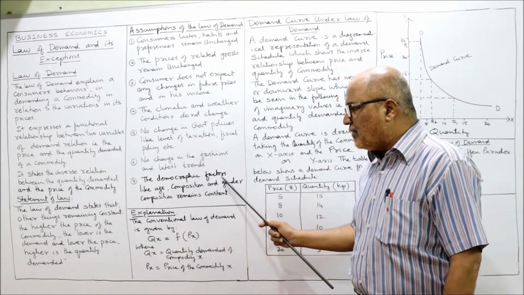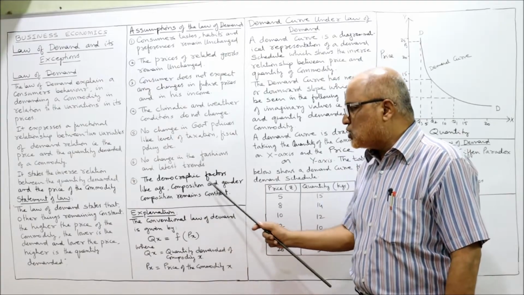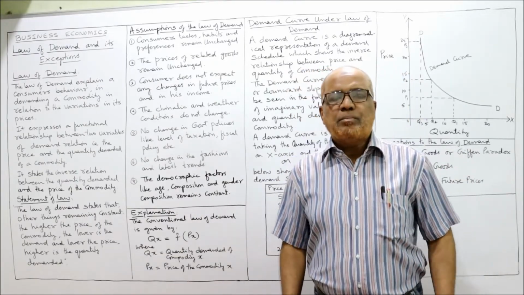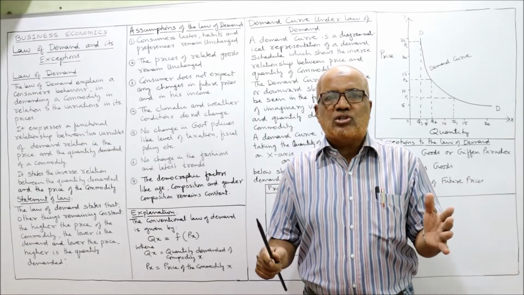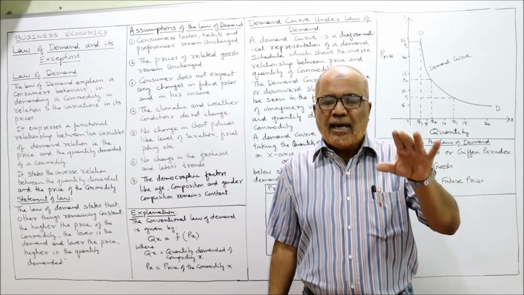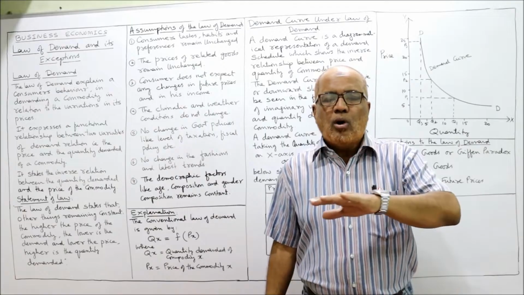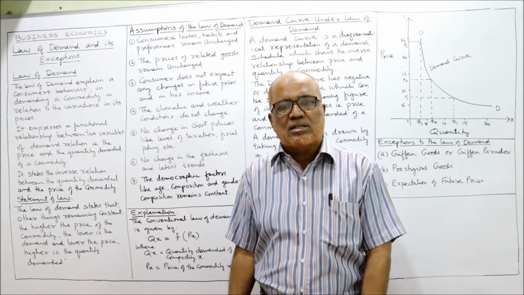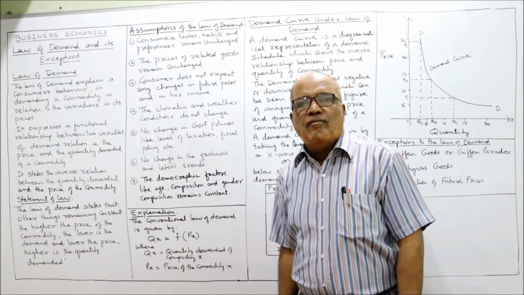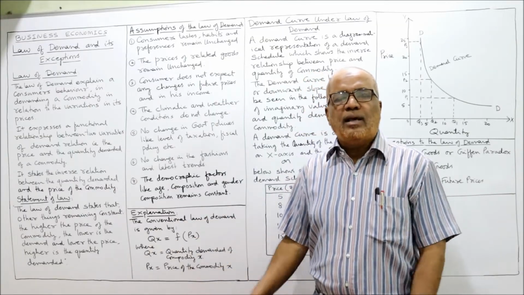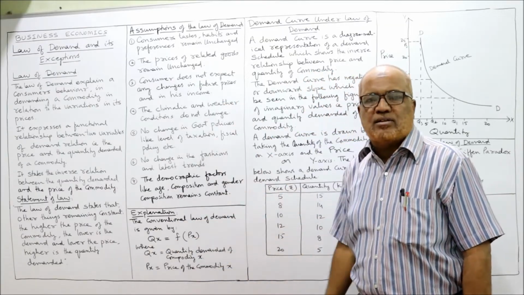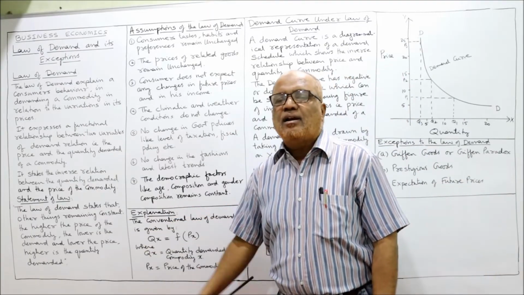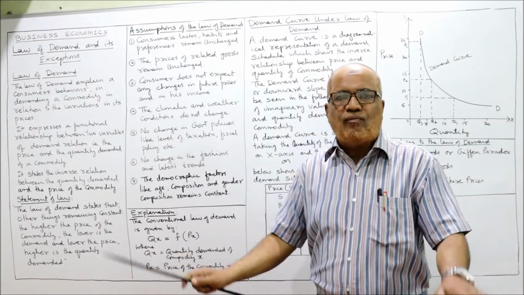Last one, the demographic factors like age composition and gender composition remain constant. That means the market should not change. The age group, the gender group, all these in the market should be constant. So this law of demand will be proved only if these assumptions are satisfied. If these assumptions are not satisfied, then definitely the law of demand will also fail.